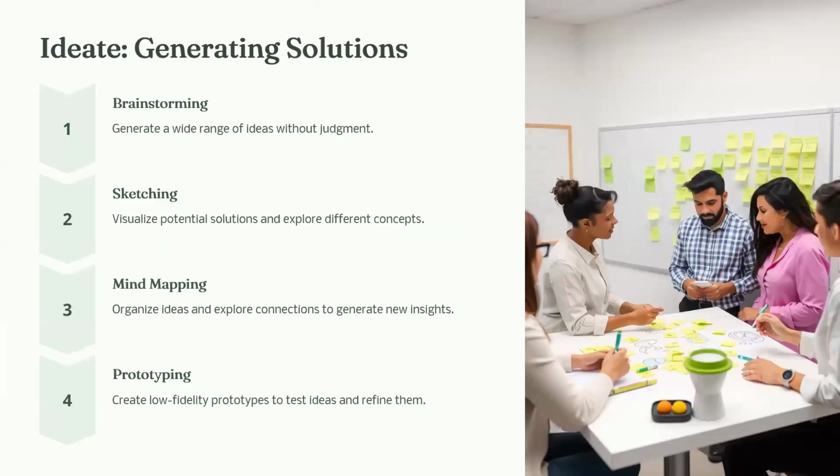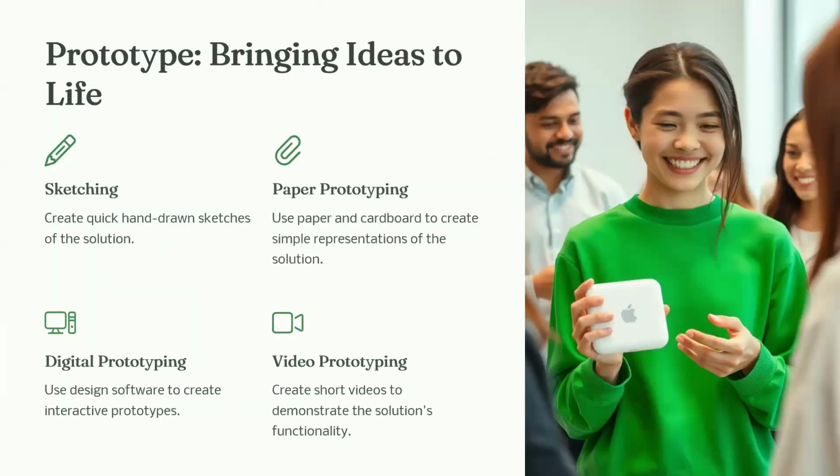Then the next thing is ideate. So in the ideation, you are brainstorming, you are sketching, you are mind mapping, and you are prototyping as well. Then on that prototype, you are bringing ideas to life. On that prototype, we have what we call the MVP, right? So what is MVP? MVP is the minimum viable product. It is a product that can actually solve the user's problem at a minimum stage, before adding all of the aesthetics and all.